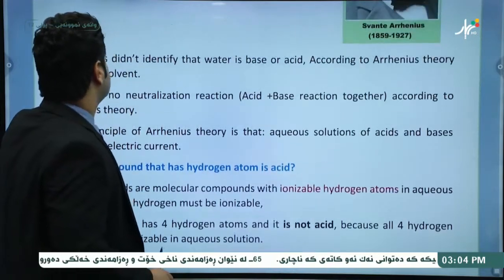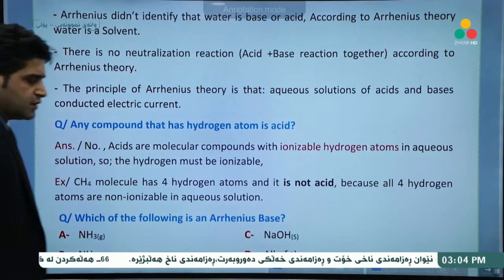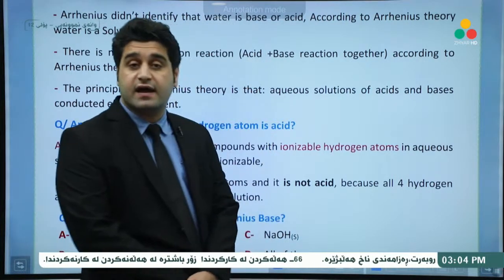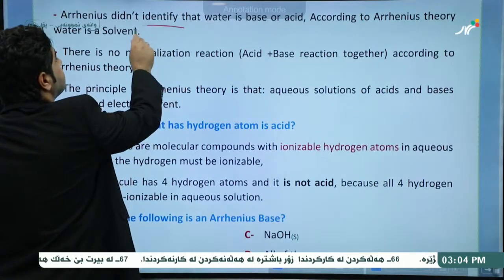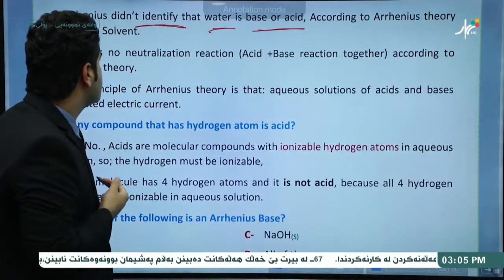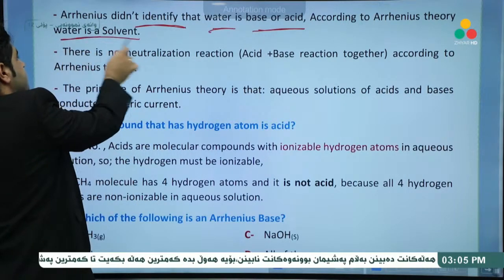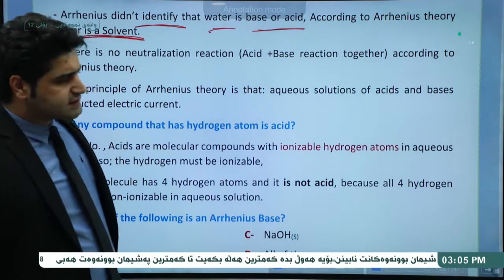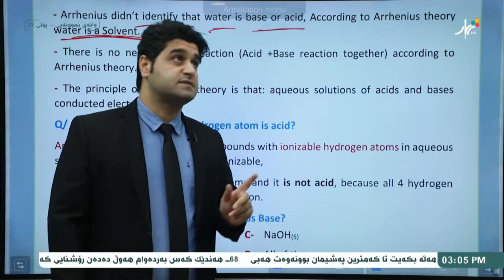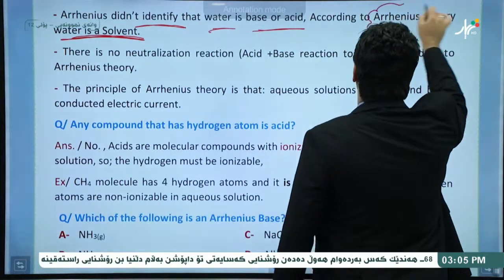Well, there are some notes according to this theory. Teacher, so what's the idea of Arrhenius about the water? Well, Arrhenius didn't identify water as a base or an acid. So what's the deal with water? Water is only a solvent according to Arrhenius theory. So water is a solvent. Well, water is a dash according to Arrhenius. It's a solvent. Is it an acid? No. Is it a base? No. So what's water? Water is a solvent, according to Svante Arrhenius.